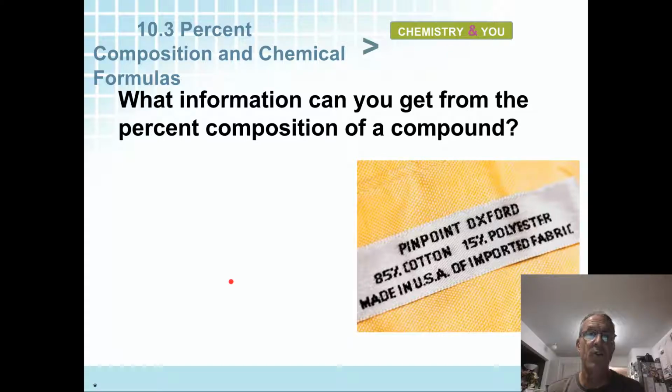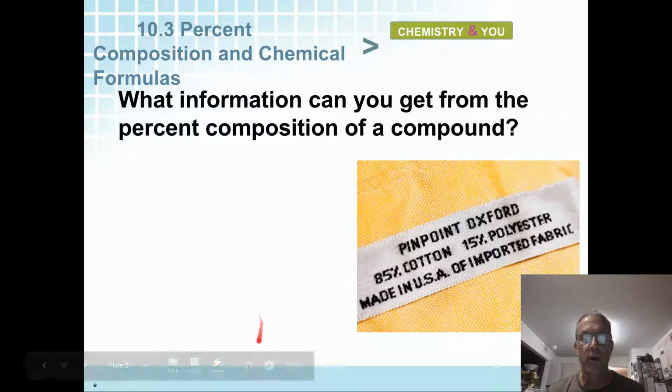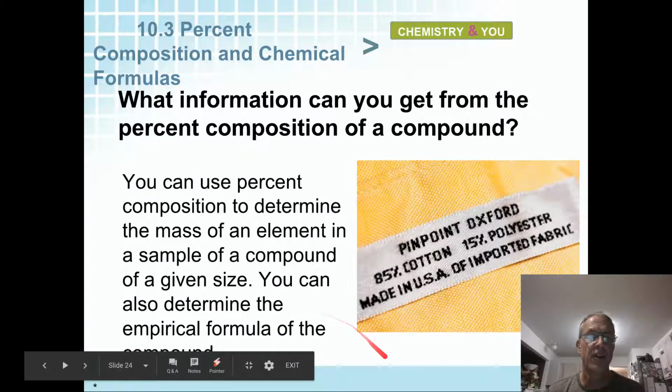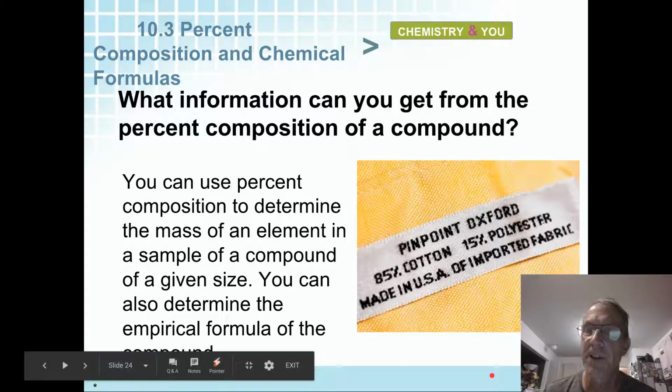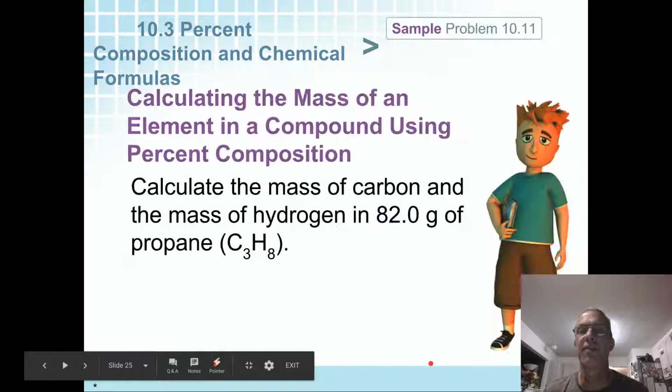Basically, what information can you get from the percent composition of a compound? Well, it's pretty cool because for any amount of that compound, we can determine the number of grams of each element in there. And as we'll see down the road, we can even work backwards now and find the chemical formula of it. But you're going to have to wait for that fun for a later date.